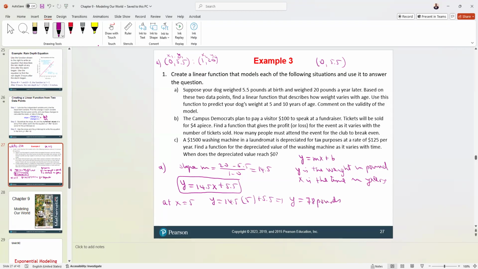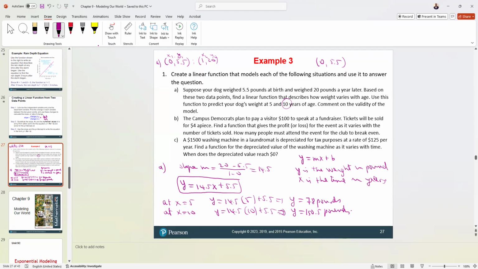Now, they also ask you, at 10 years old, at x equals 10, y would be 14.5 times 10 plus 5.5. So we're going to have y equals, if you do it for 10 years, 150.5 pounds. So that's going to be a big giant dog, right? That's very important to see it this way.